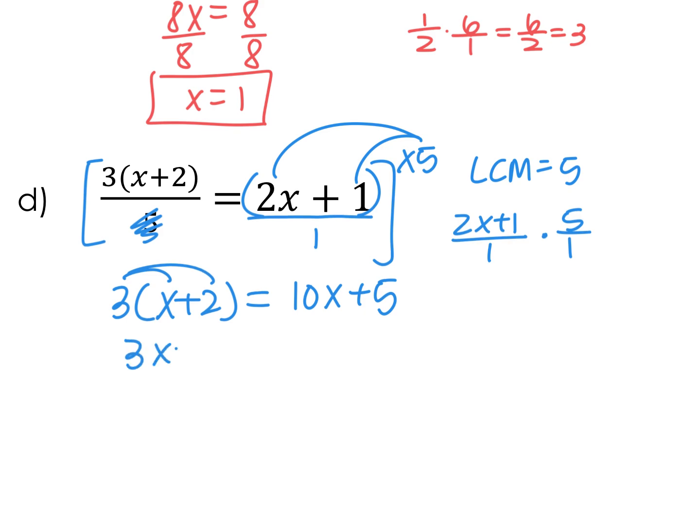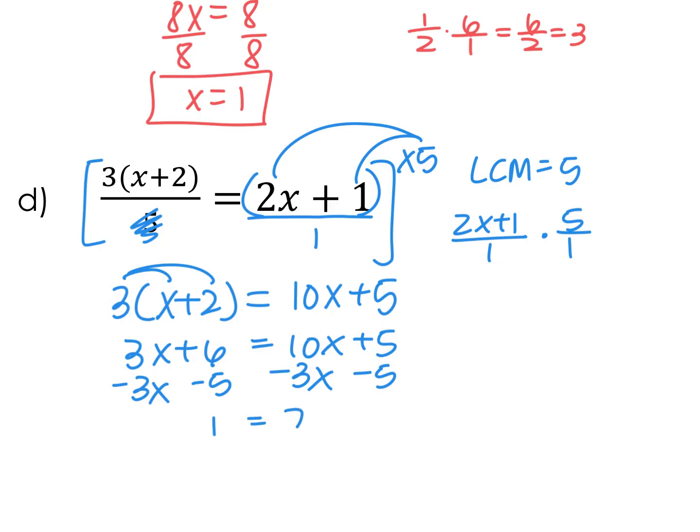So I have 3x plus 6 equals 10x plus 5. Do you guys want to move the 3 to be with the 10 or the 10 to be with the 3? 3 to be with the 10. It wouldn't be wrong if you did it the other way. But since I'm doing that, I need to also move the 5 to be with the 6. So I have 1 equals 7x. Divide by 7. X equals 1 over 7.